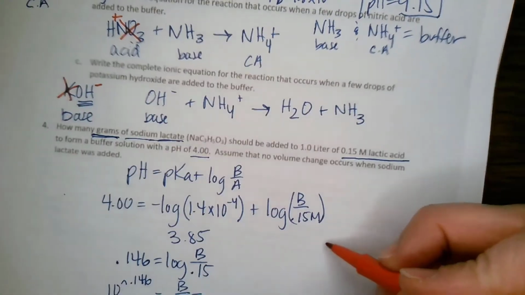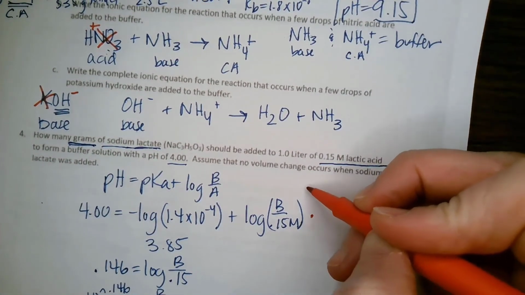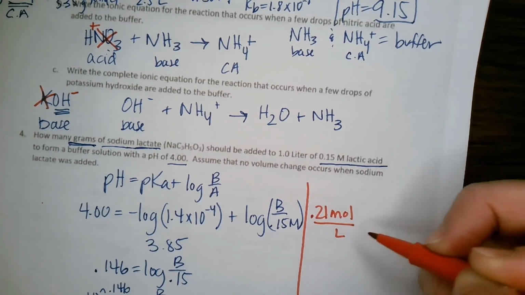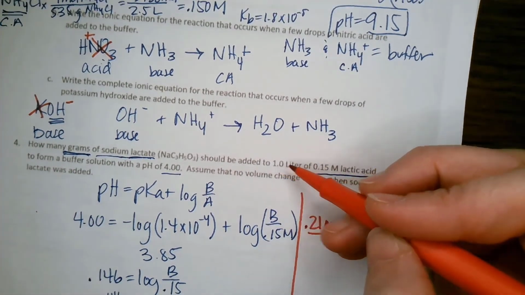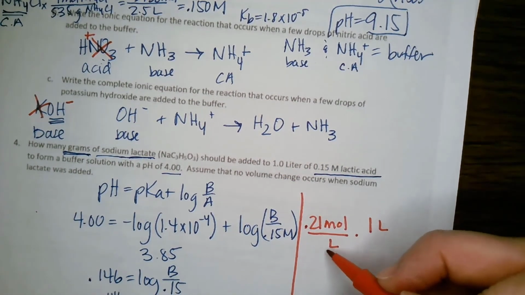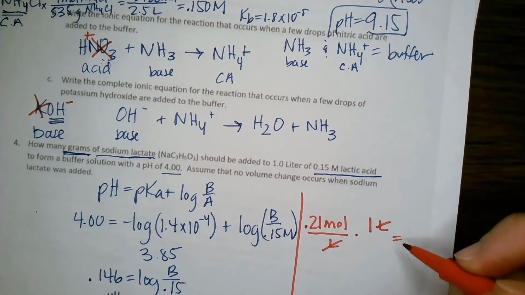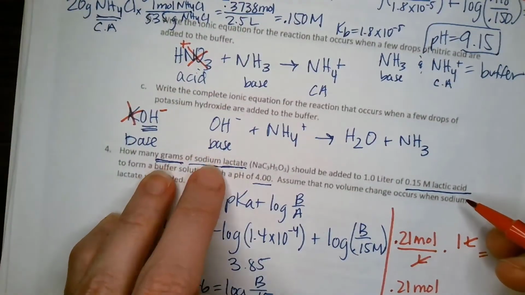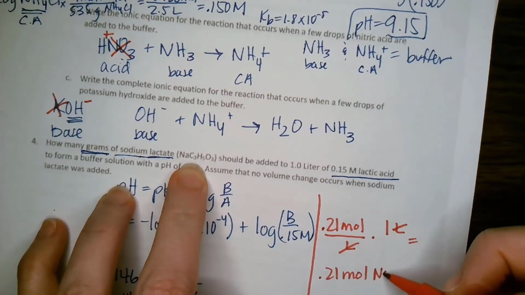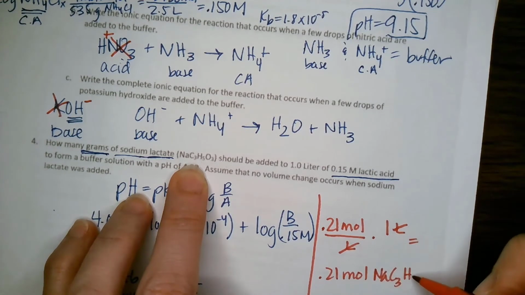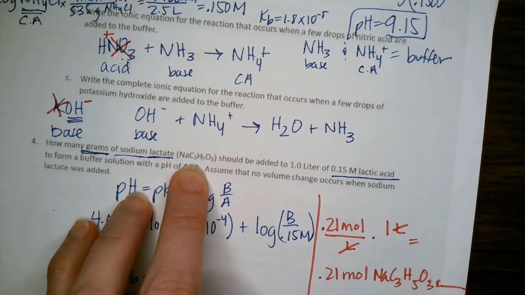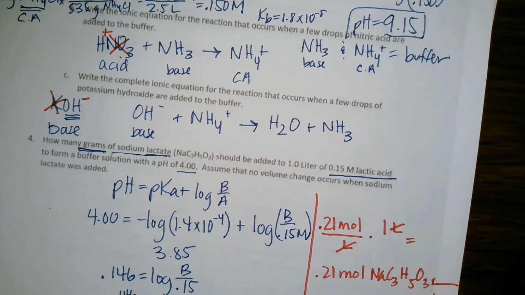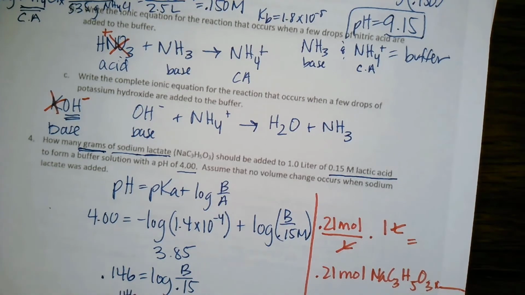This 0.21 molar, I'm going to go over here. 0.21 is moles per liter. And we were told that it's in 1 liter, so 0.21 times 1 still gives us 0.21 moles of sodium lactate, which is NaC3H5O3. Now, to get rid of moles and get to grams, we need to find the molar mass. So 1 mole will be on the bottom here. And let's add up our molar mass.